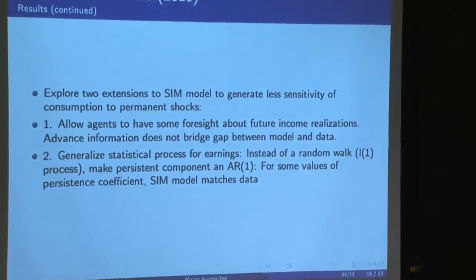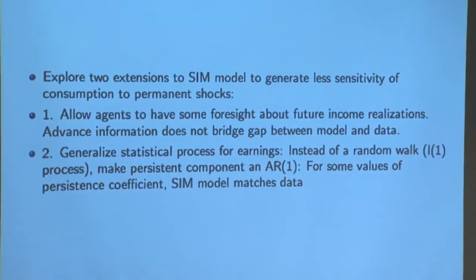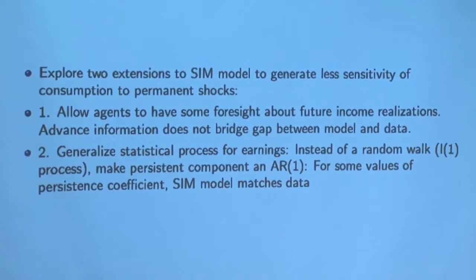Okay. Now, how can you get more smoothing to generate less sensitivity of consumption to these permanent shocks? Because again, to get turned around so easily, there's more smoothing in the data than in the model. So you want the model to allow more smoothing to catch up to the data.